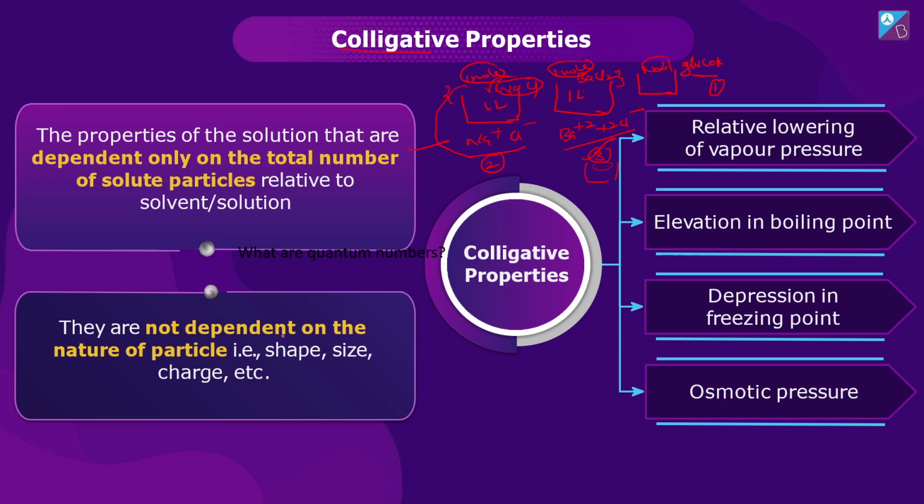Next point, they are not dependent on the nature, shape, size, or charge of the particle. Whether it is a positive charge, negative charge, smaller size, or larger size, these properties do not depend on that. Only the number of solute particles matters. There are 4 colligative properties: relative lowering of vapor pressure, elevation in boiling point, depression in freezing point, and osmotic pressure. These are all colligative properties. Let me explain one by one in detail.